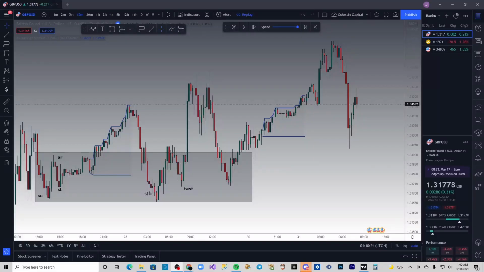Welcome to Celestin Capital, and in today's video I'm going to go over a simplified approach to Wyckoff because I believe that trading is very simple. Am I saying that trading is easy? Absolutely not. But I do believe that trading should be simplified to the point where it becomes second nature, right? We don't want to overcomplicate things.